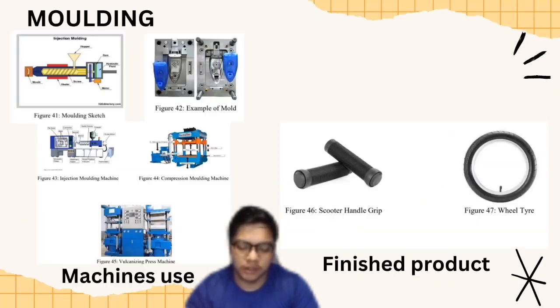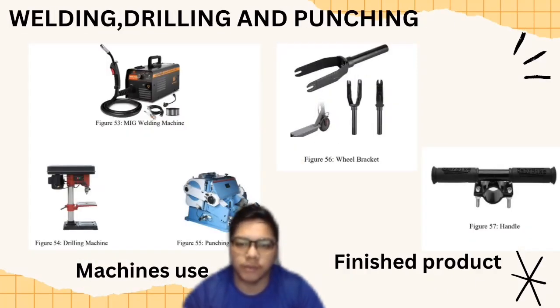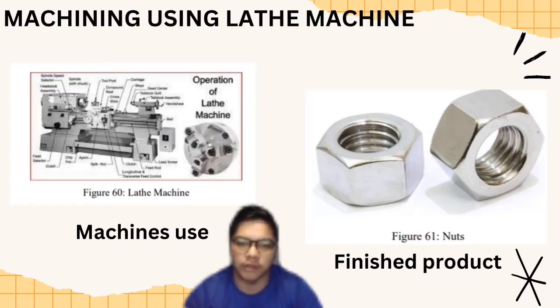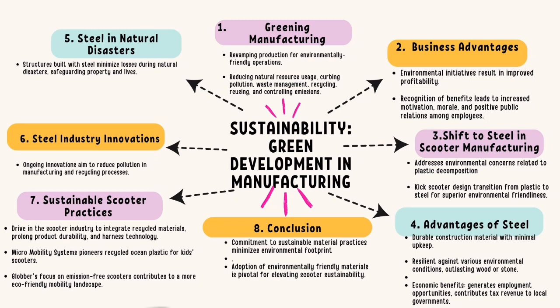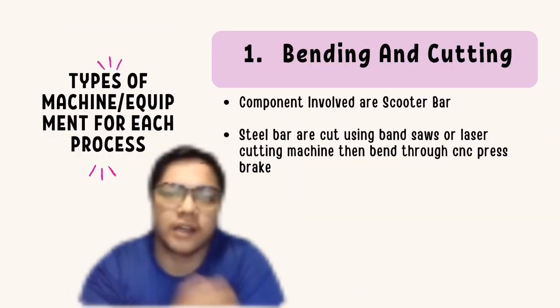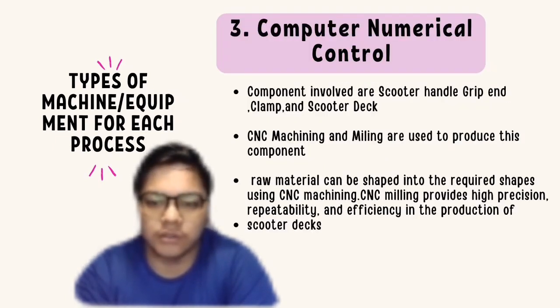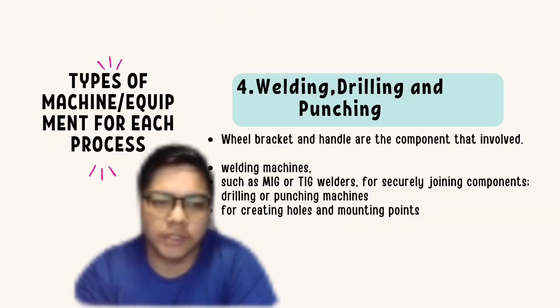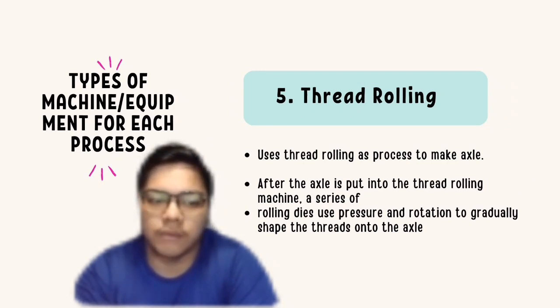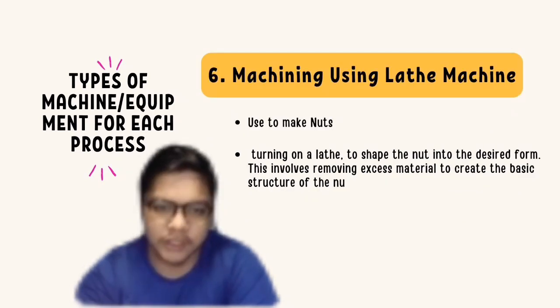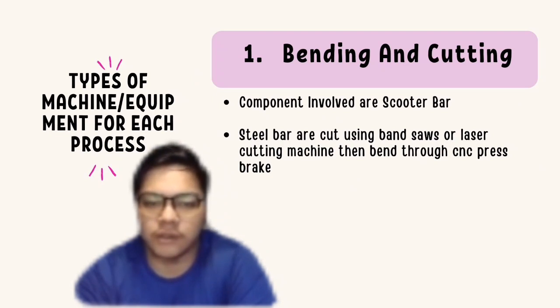I'm going to be presenting types of machines or equipment for each process. We will see the picture and the final product of what the machines are capable of doing through this kind of process that we have listed here. And then the second agenda is we're going to be looking at the sustainability practices at our kick scooter. So let's get into it. As you can see in the slide, the first one is bending and cutting, second is molding, third is CNC, computer numerical control, fourth is welding, drilling and punching, fifth is thread rolling, sixth is machining using the lathe machine.